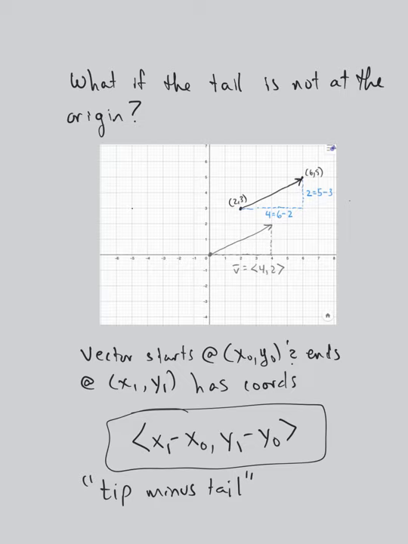If I have a vector that's starting at one point and going to another point here, okay, the coordinates of that vector aren't just the coordinates of the tip, okay? They're only the coordinates of the tip whenever the vector is drawn starting at the origin. If you want to get the coordinates of this vector right here, you take the x coordinate of the tip minus the x coordinate of the tail. That ends up giving you your first coordinate. And then you do the y coordinate of the tip minus the y coordinate of the tail. That gives you your second coordinate.